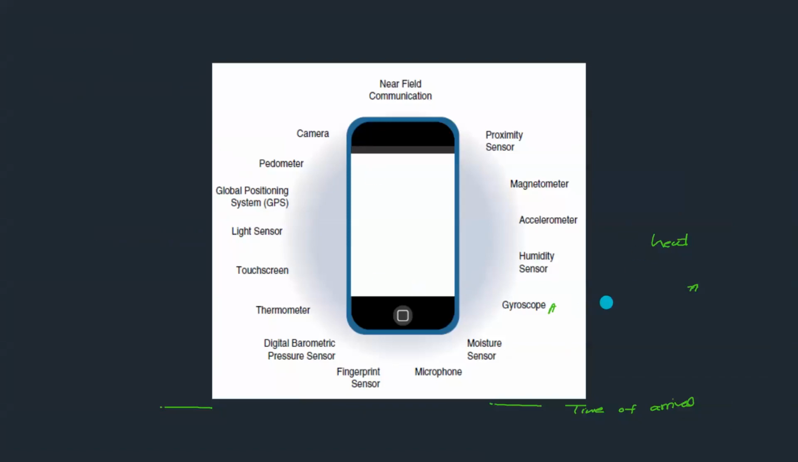Such that we can implement our autonomous activities. And then we have the phone, right? The phone is having, as I said before in our last class, so many sensors in the phone.